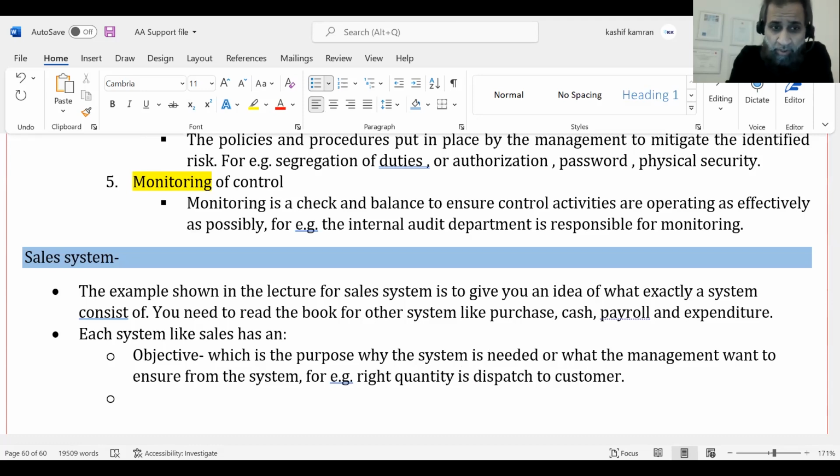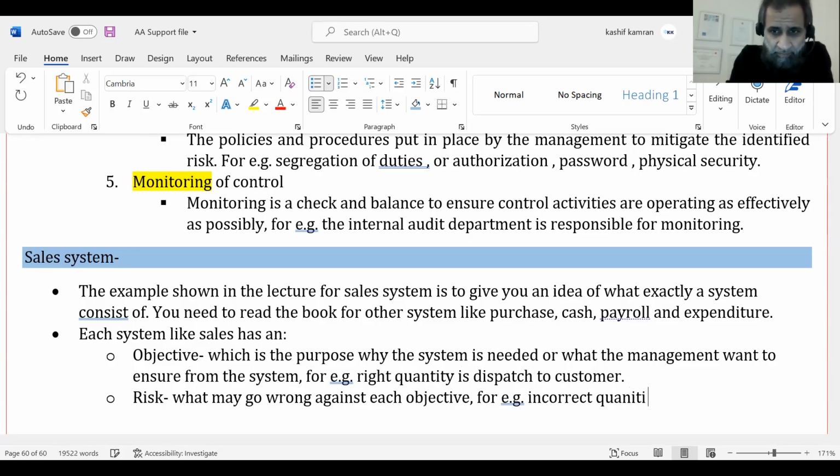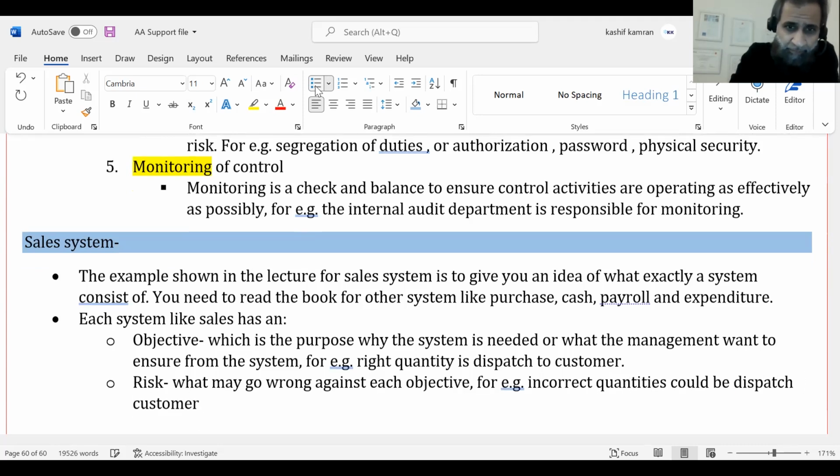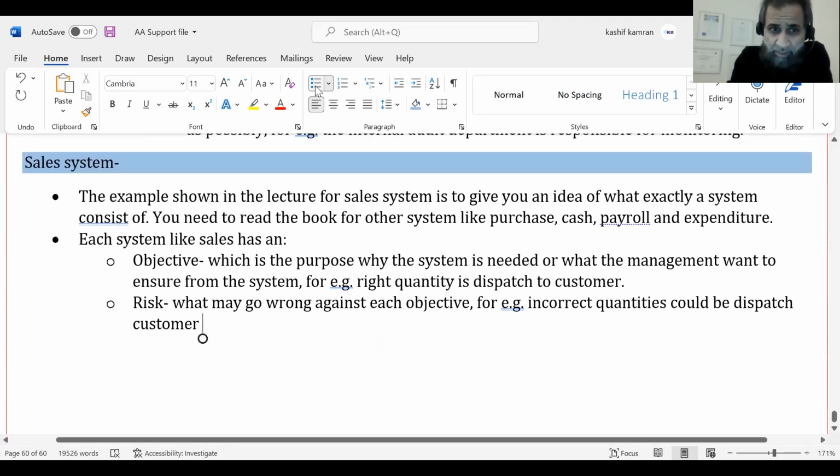Number 2, risk. What may go wrong against each objective? For example, incorrect quantities could be dispatched to customer. That's the risk against the objective.